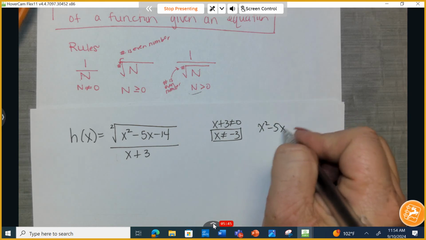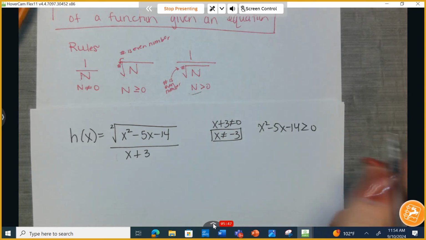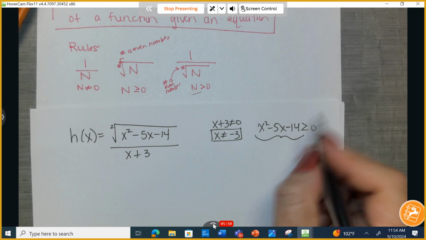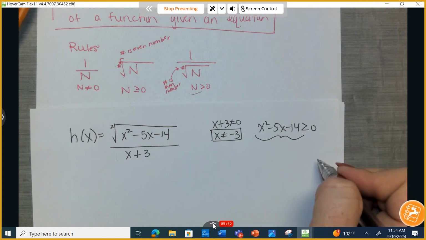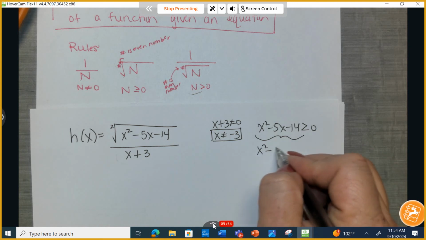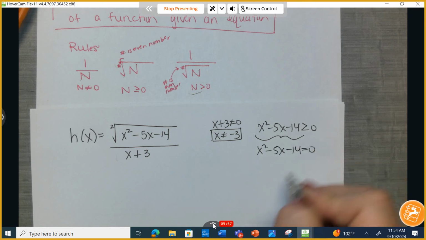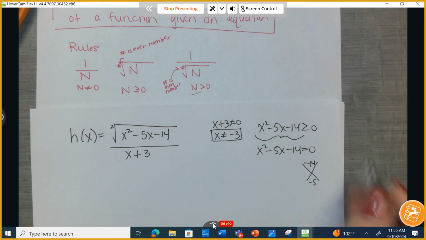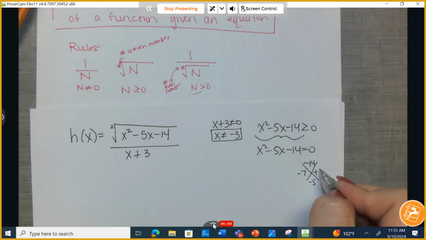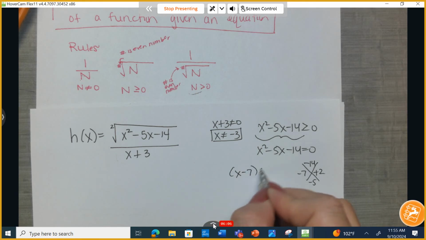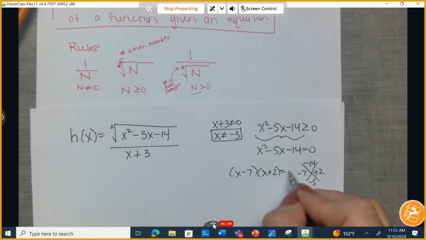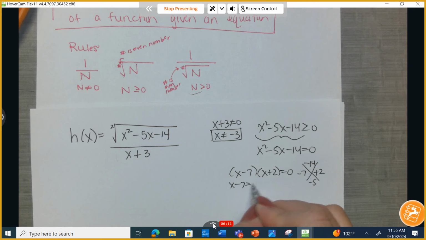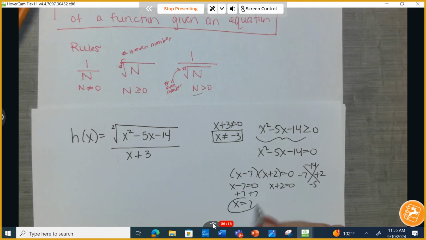X squared minus 5x minus 14 has to be greater than or equal to 0. I'm going to take this portion and I'm going to factor it and set it equal to 0 to find the hash marks. So x squared minus 5x minus 14 is equal to 0. What multiplies to equal negative 14 and combines to give us negative 5? That'd be negative 7 and positive 2. X minus 7 and x plus 2 equals 0. When I set each of the factors equal to 0 and solve, I end up with an answer of x is 7 as a hash mark and x is negative 2 as a hash mark.